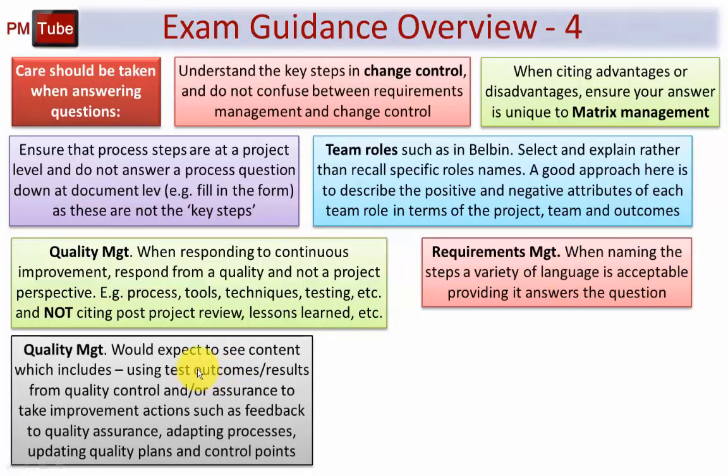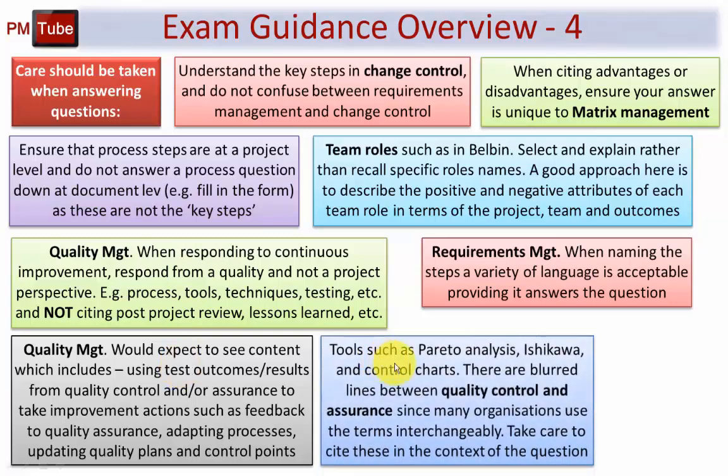The examiner would expect to see content which includes using testing outcomes, results from quality control and or assurance, to take improvement actions, such as feedback to quality assurance, adapting processes, updating quality plans and control points. It really builds on this feedback above here about quality management. Make sure you keep to the topic of quality management and don't drift into general project quality.